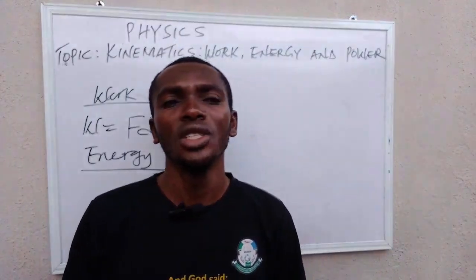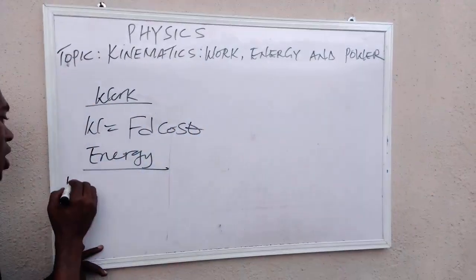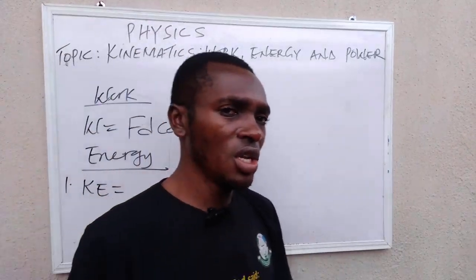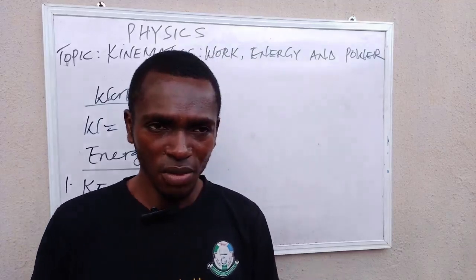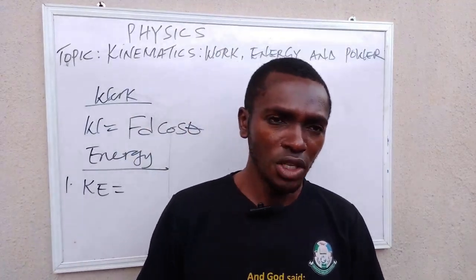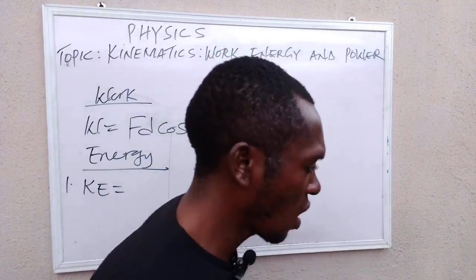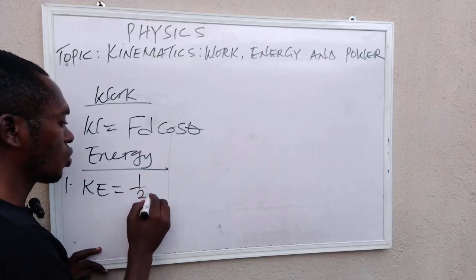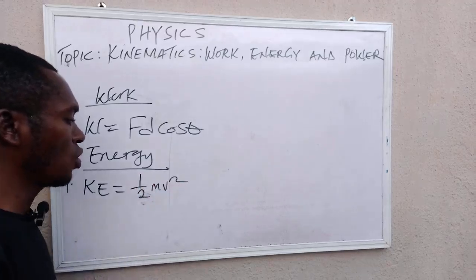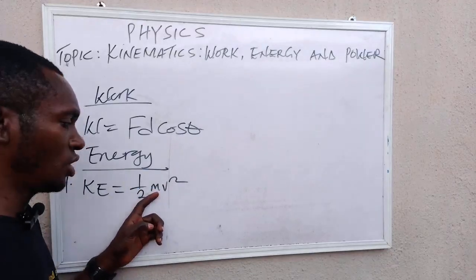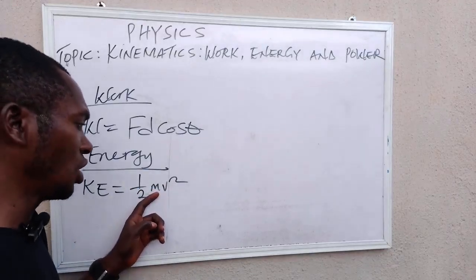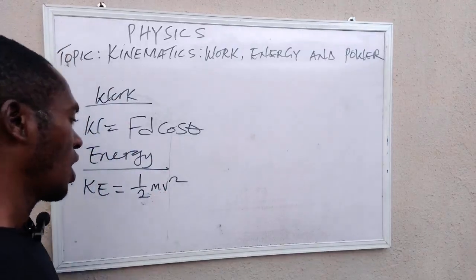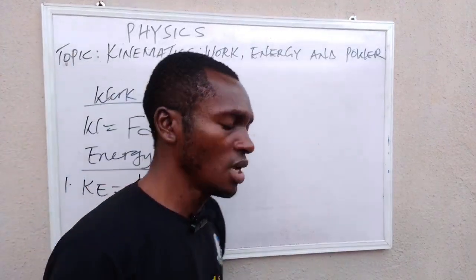The first one is kinetic energy, which we represent with KE. Kinetic energy is the energy an object possesses while in motion. So when an object is moving, it possesses kinetic energy. Kinetic energy is calculated using this formula: 1/2 mv squared, where m is mass in kilograms, and v is velocity in meters per second. That is the formula for calculating kinetic energy.